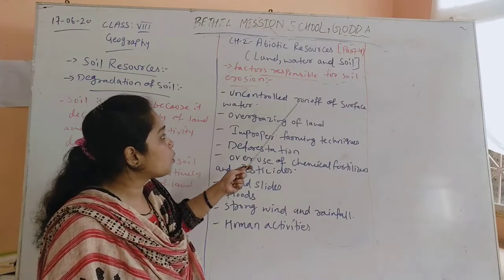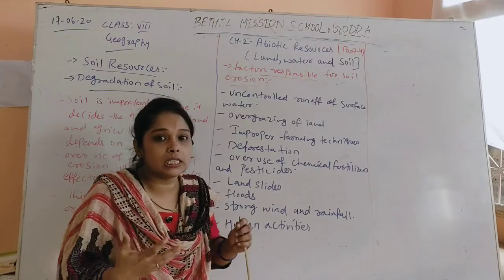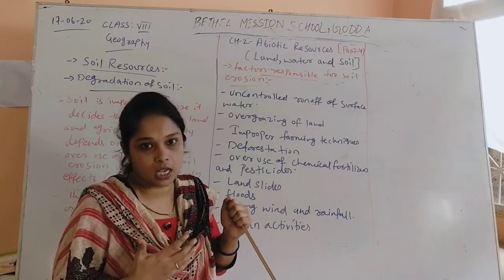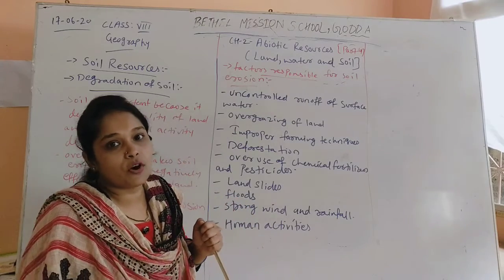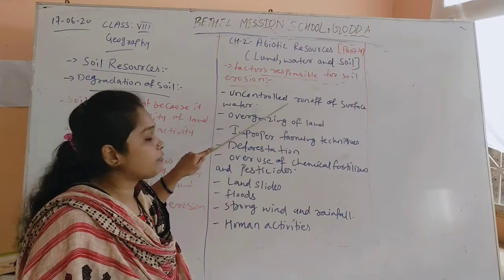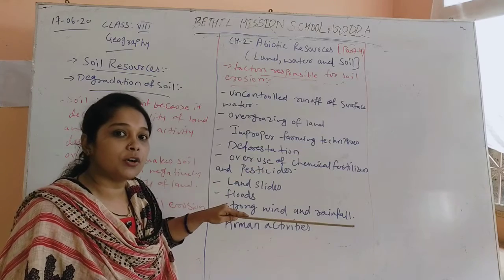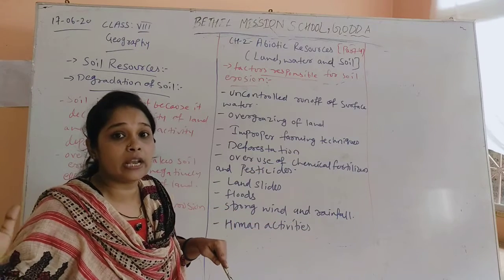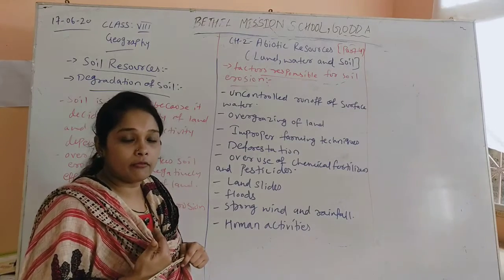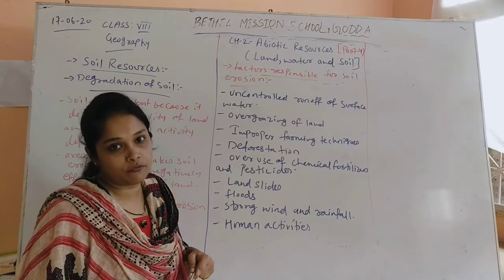First one is uncontrolled runoff of surface water. Trees have the quality that they can stop the surface water from running. But as we are cutting down the forest, deforestation is there, because of which uncontrolled runoff of surface water happens at the time of rainfall or flood, and the layer of the soil gets washed away from the land, which affects the quality of land, and soil erosion or soil degradation happens.